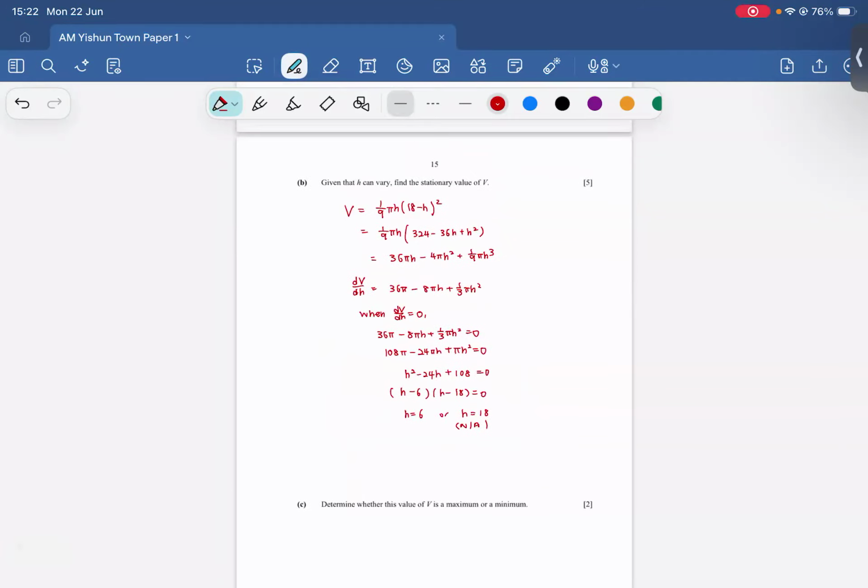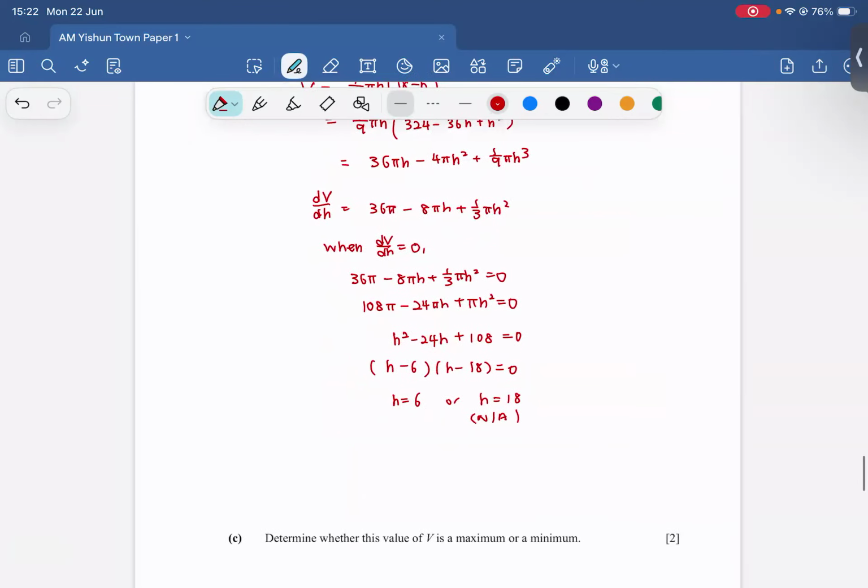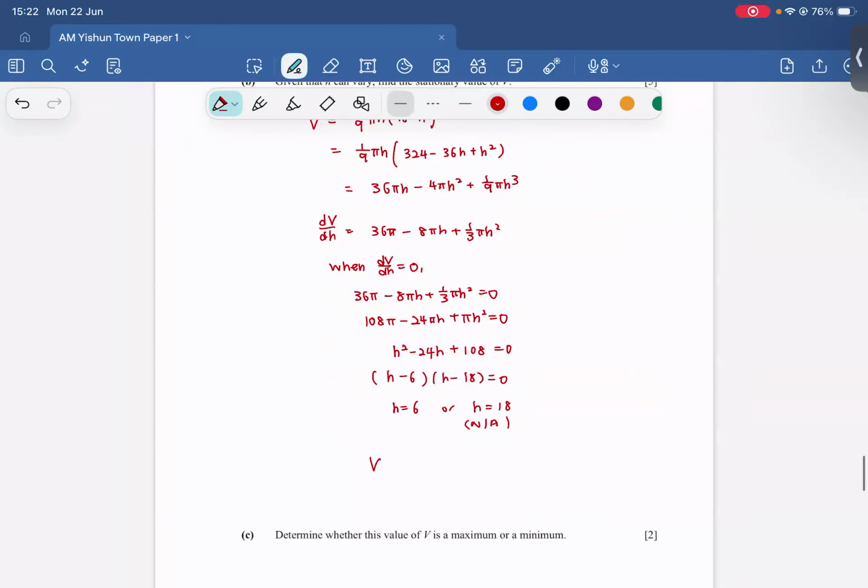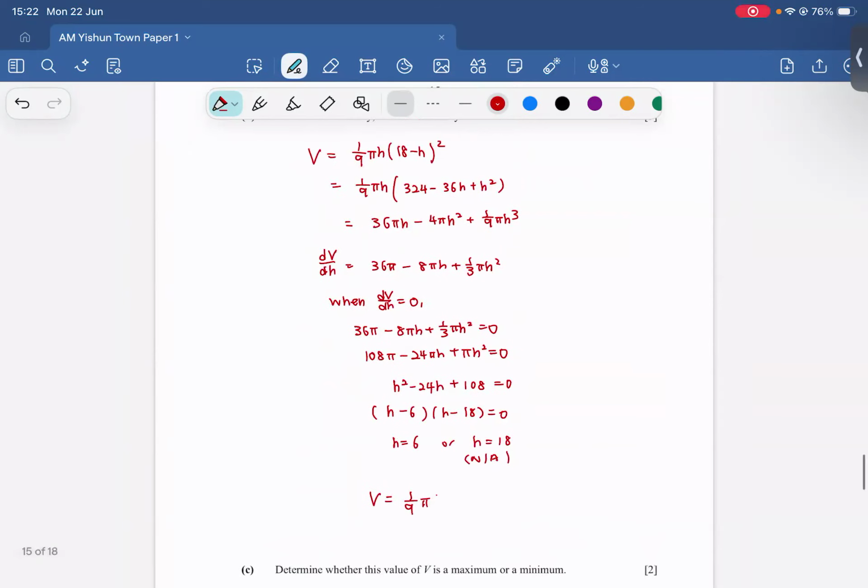The question asks you to find the stationary value of V, so we need to find our V. So we sub the 6 inside, so 1/3 pi times 6 times (18 minus 6) squared. So 144 times 6 divided by 9. So 96 pi. You can leave your answer as 96 pi, or you can just take and then write it as 302.